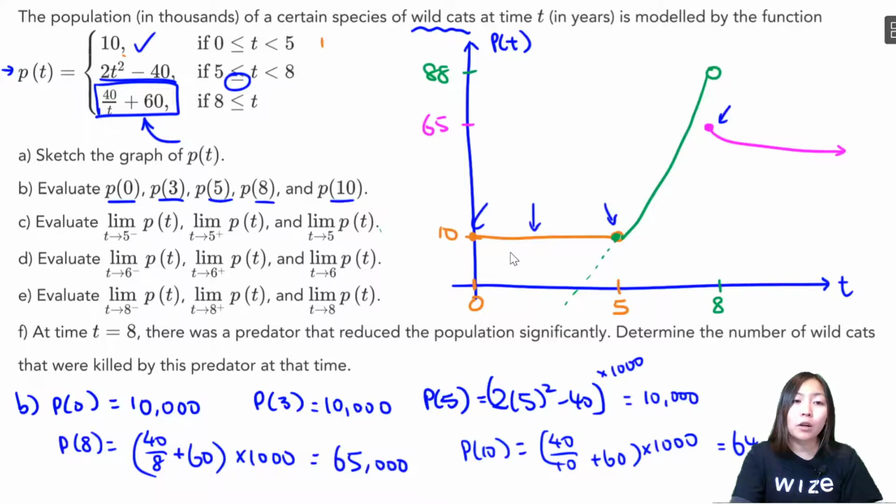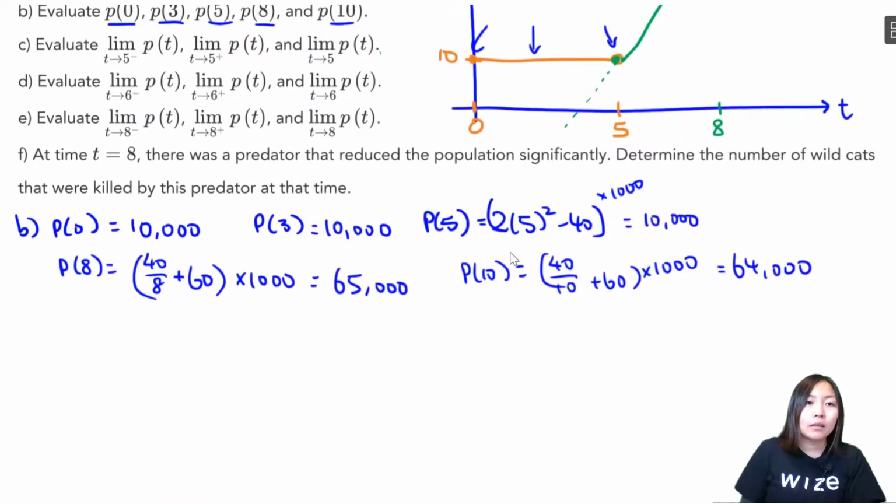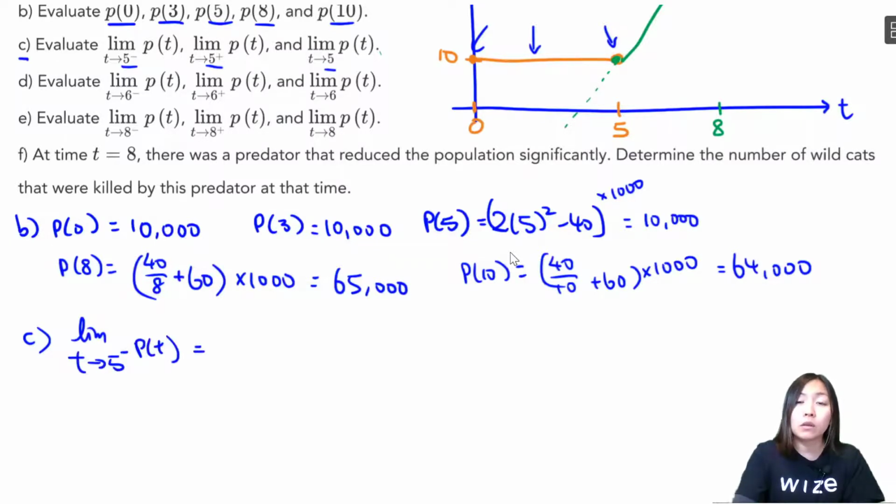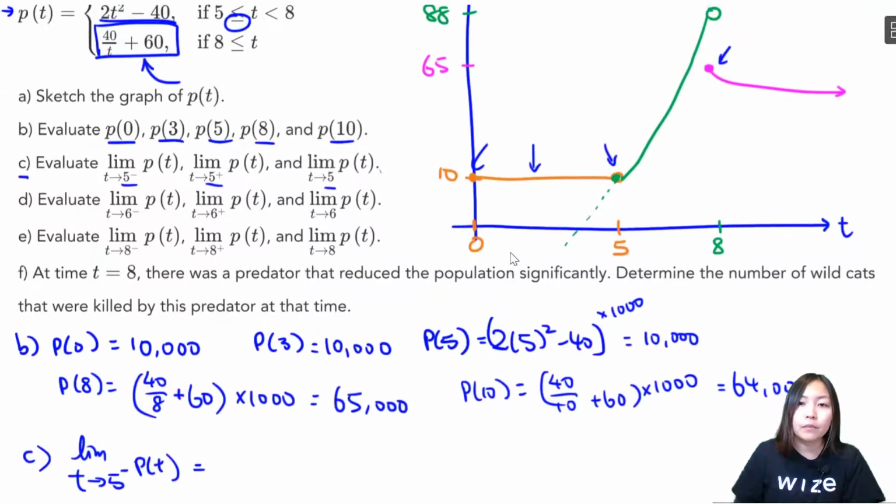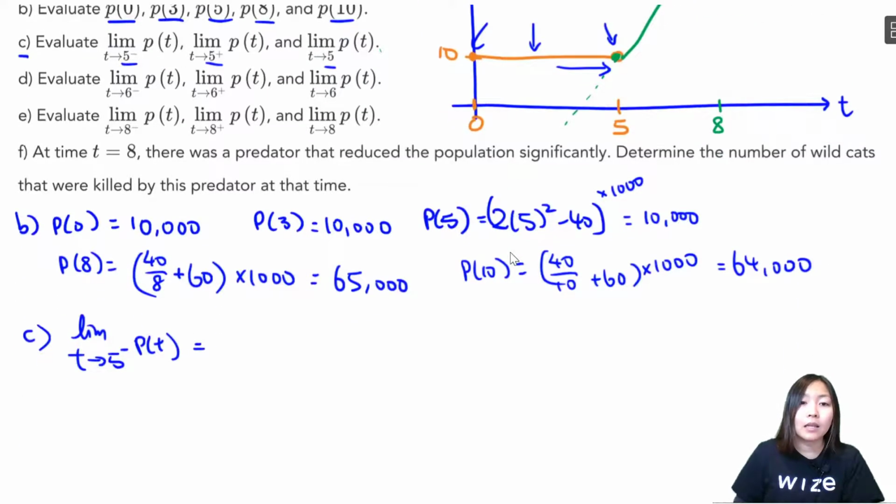Okay, let's take a look at part C now. Part C, we are looking for the limit as t approaches 5 from the left, right, and t approaches 5 in general. So limit as t approaches 5 from the left of P of t. Let's see what that's going to be using our graph. So if I'm approaching 5 from the left, I'm following this orange line, and my y value, or P of t value, is going to be 10. So this guy is 10, or 10,000 technically.